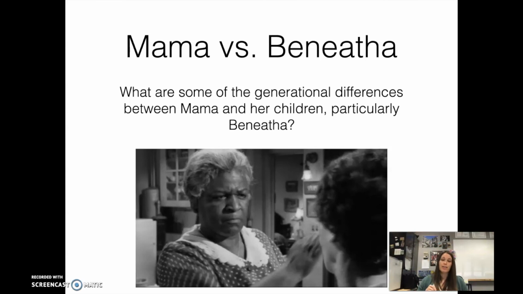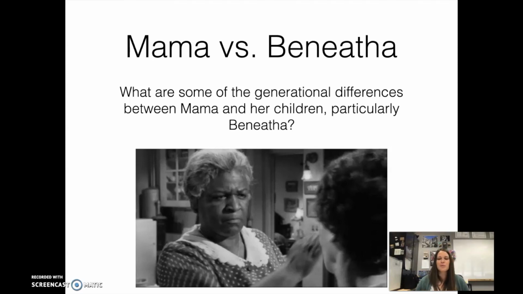There's also a big difference between Beneatha and Mama on the topic of religion and God. Beneatha doesn't seem to believe in God, and Beneatha is frustrated that God takes all the credit for the good things that they do. And we see that Mama is not okay with that, because she actually slaps Beneatha in the face, and she makes her repeat, "In my house, there is still God," right?